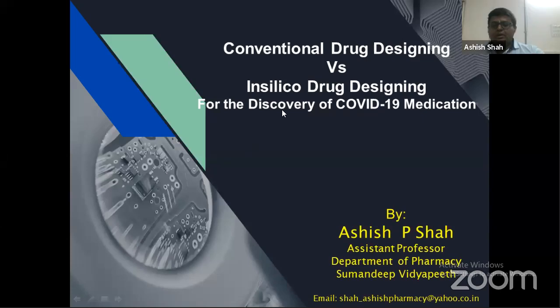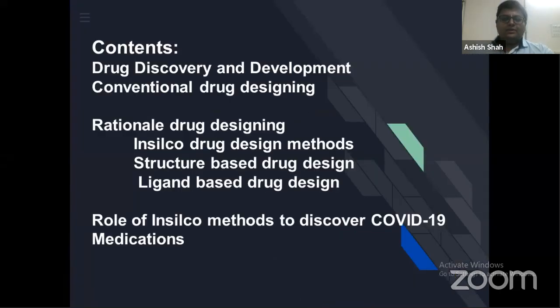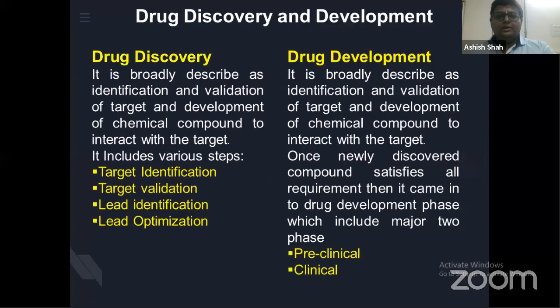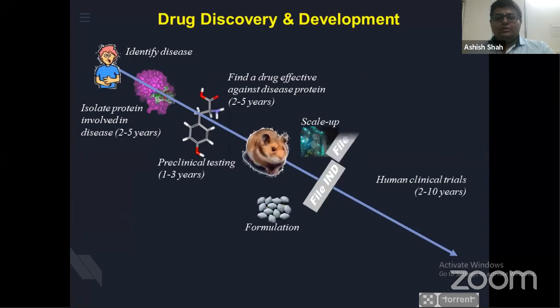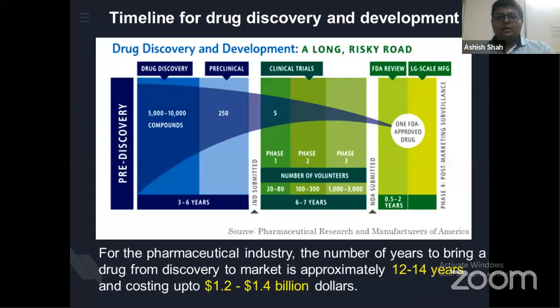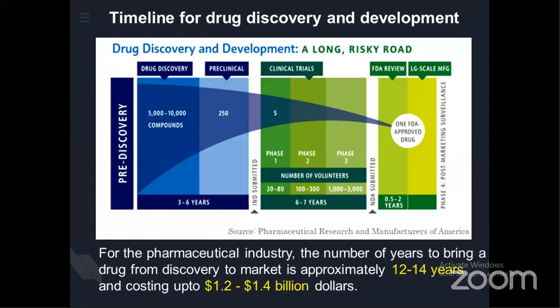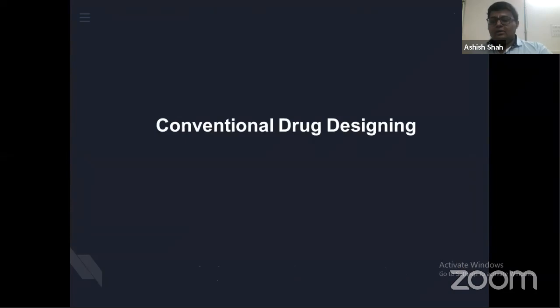Okay, fine. Sorry for the interruption. We'll quickly start with our topic. We have seen what drug discovery and development methods are, what steps are included in them, and how many years it requires for one cycle of a drug. It will take around 12 to 14 years, and the cost will be 1.2 to 1.4 billion dollars. So now we are starting with our first topic, conventional drug designing.